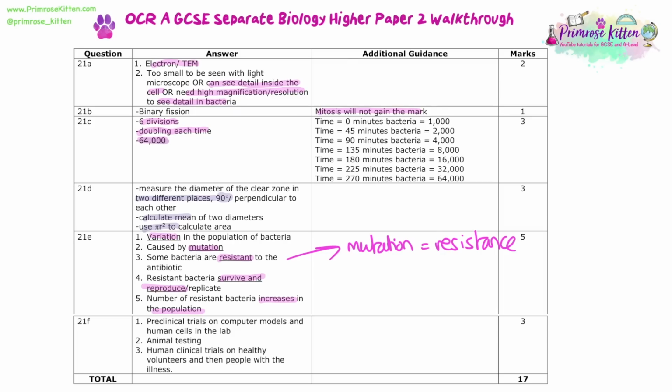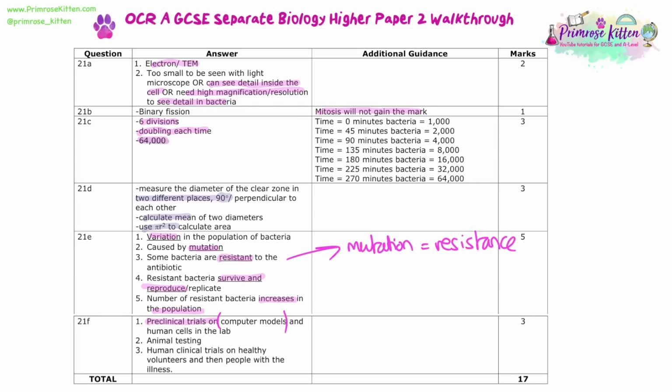And then, as we said, preclinical trials on computer models and human cells. I would say if you didn't talk about computer models, but you talked about human cells, then you can still have the mark for point 1. But ideally, yes, you should remember that you can use computer models, in terms of putting the drug and running it through a system that would replicate what would happen if you add it to cells. But I would say human cells is the more important thing there for mark 1.